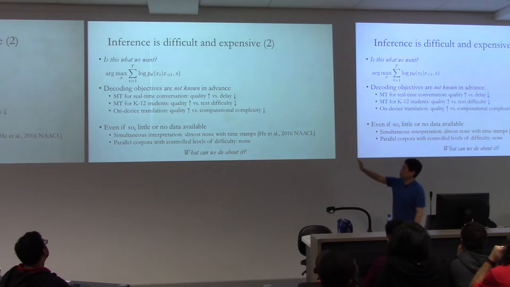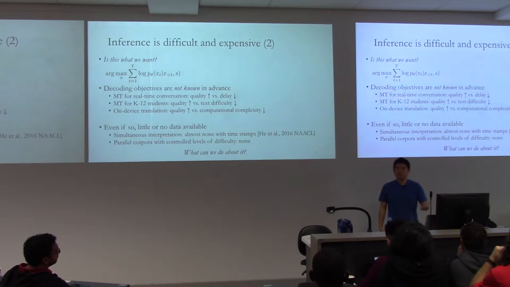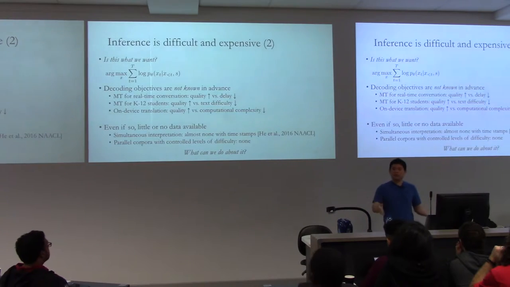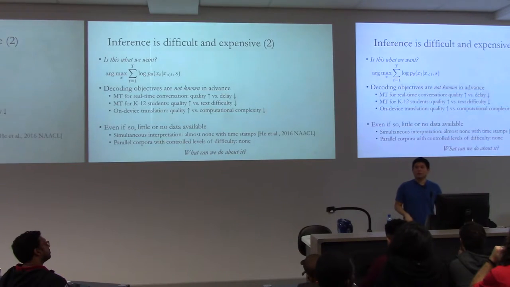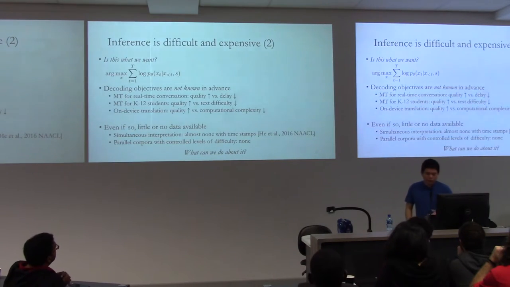So let's say I want to have the real-time conversation MT system. Do I ever get the real-time conversation translation data? No, you never. Okay, there is some data that you can collect from those international meetings where there was simultaneous interpretation, but that data is really expensive and difficult to combine, and the amount will never be as large as the consecutive translation. So what can we do about it?